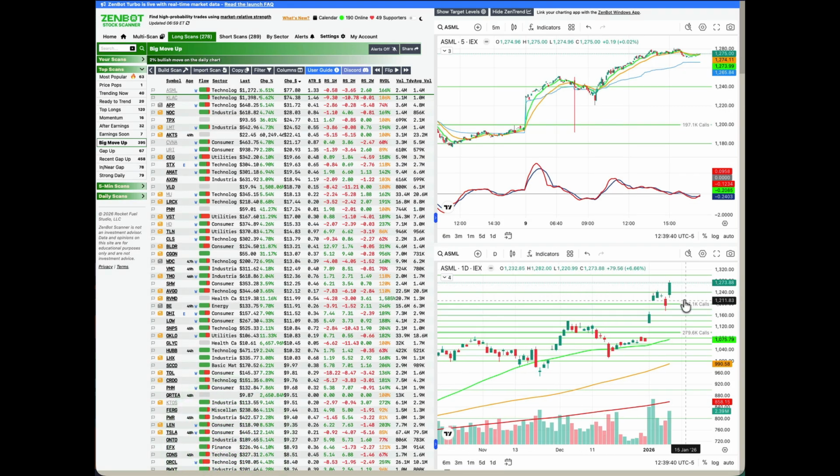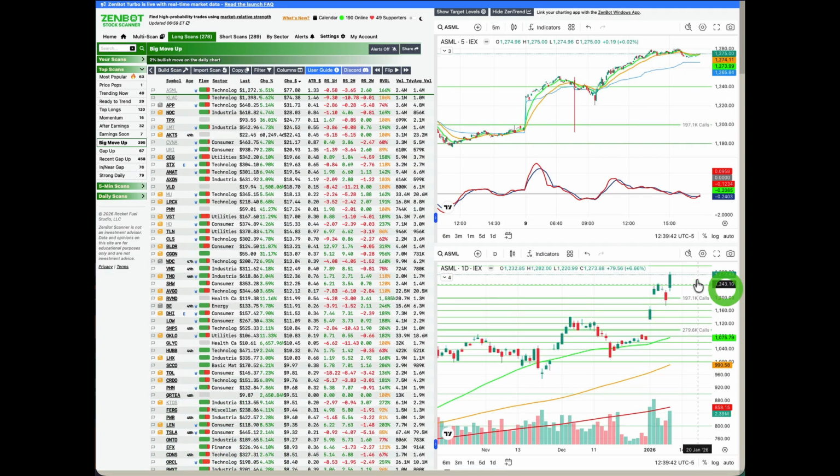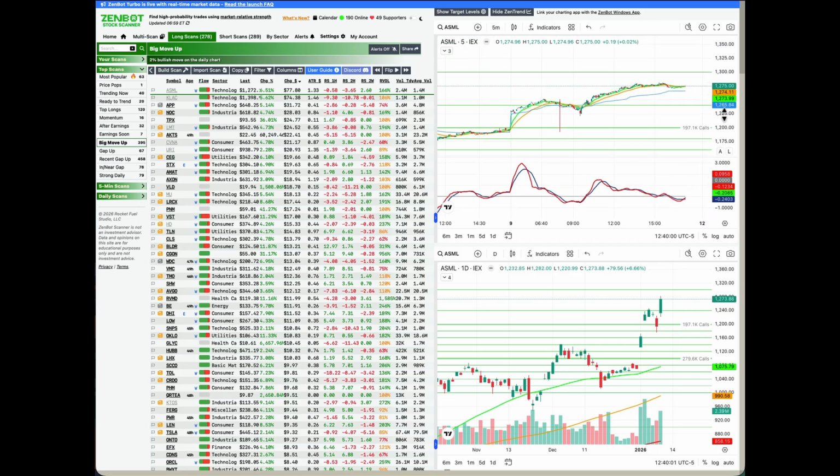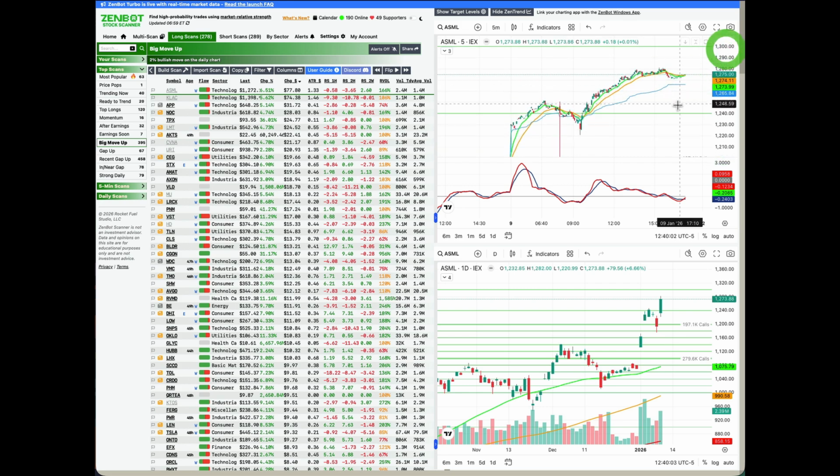So the new feature for ZenBot Stock Scanner is the chart. You can now see directly on the chart those same levels. So here is ASML on the daily chart. And you can see the big call wall here at about 1200. And you can see the current price and a target at 1300 right above. These same levels are visible on the 5-minute chart as well. So as you're day trading, you can see at a glance those levels.